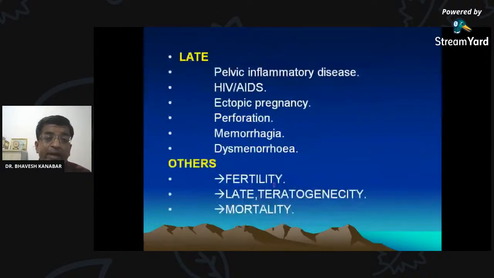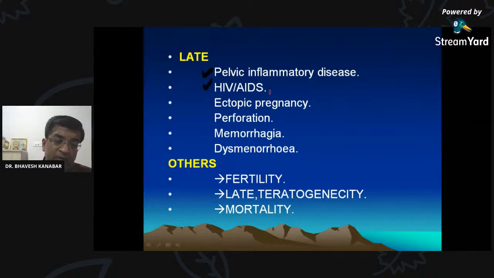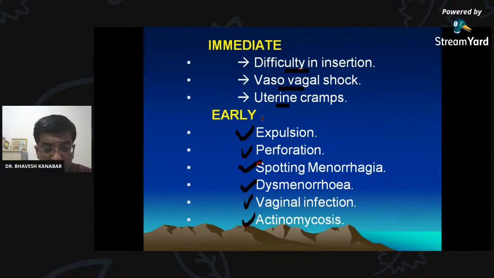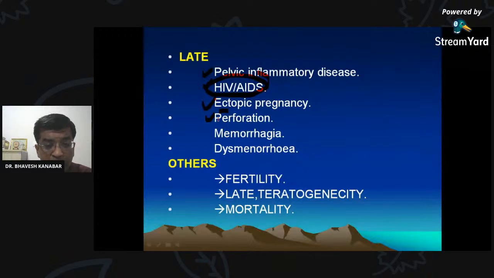Actinomycosis. Late complications, late side effects: pelvic inflammatory disease, HIV/AIDS. Again, it is a query that HIV/AIDS, if it is not aseptically inserted, there can be a chance, but it is very, very rare. You can even remove this side effect. Ectopic pregnancy is an important side effect with this device. Perforation can happen early also, so it is included in early side effects. It can happen late also, so perforation, ectopic pregnancy, menorrhagia, dysmenorrhea can happen late.